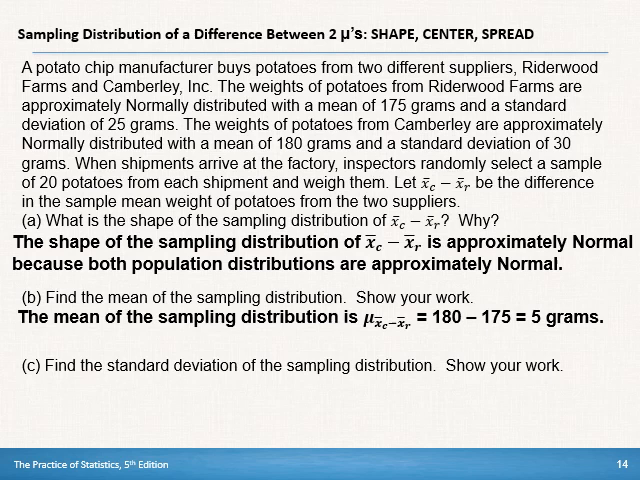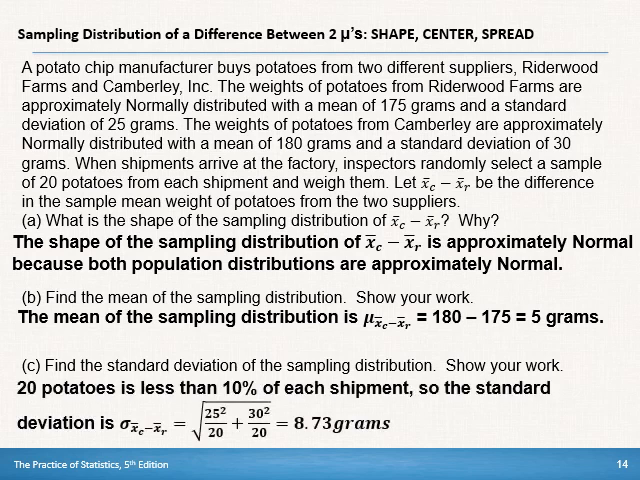All right, and then part C, find the standard deviation of the sampling distribution of the difference in X bars. Pause the video, write that out. Okay, so we're using our formula here: sigma squared over n plus sigma squared over the other n, and then the square root of that whole thing. That gives us 8.73 grams as our standard deviation of the sampling distribution of the difference in X bars.